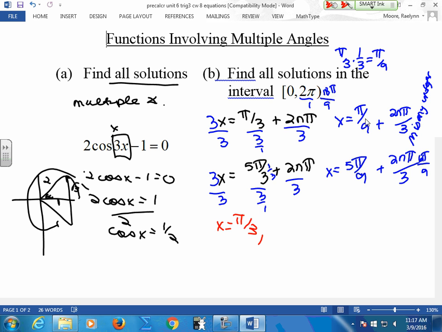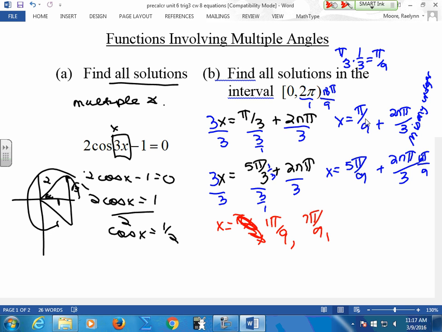I'm taking pi over 9, and I'm adding 6 pi over 9. So if I'm taking pi over 9 and adding 6 pi over 9, I technically keep needing to add 6 to my numerator. So if I add 6 to my 1, what do I get? This is a 1, and I add 6 pi to this. 7 pi over 9.